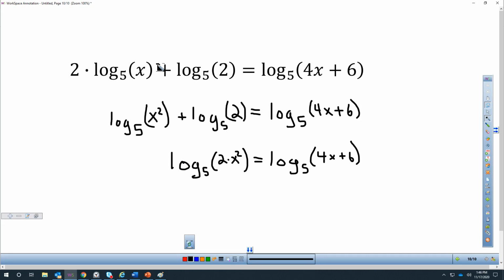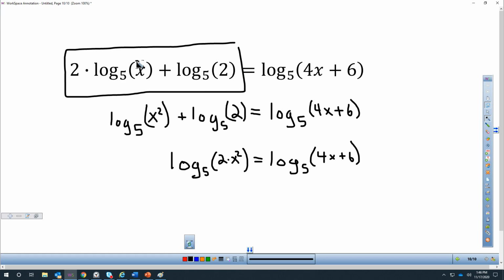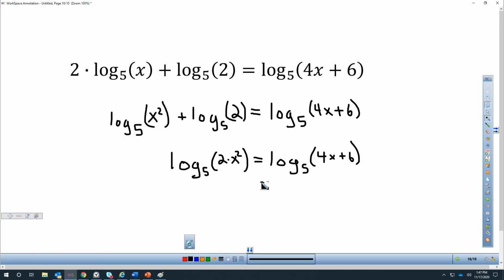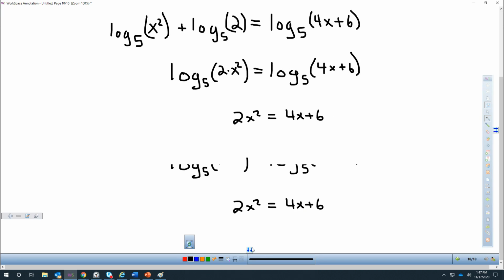So in spite of everything else that we've been doing, our goal is to basically take stuff that looks kind of complicated, we got lots of parts here, and reduce it down to one single log on both sides that we're then able to use the equality principle. Okay, so that's the general idea of what we're trying to do here. And now because of that, I can use my equality property and say 2 times x squared is equal to 4x plus 6.